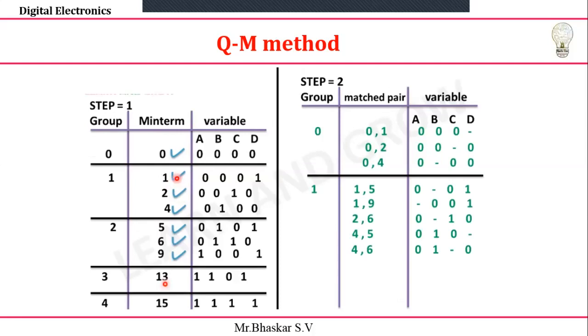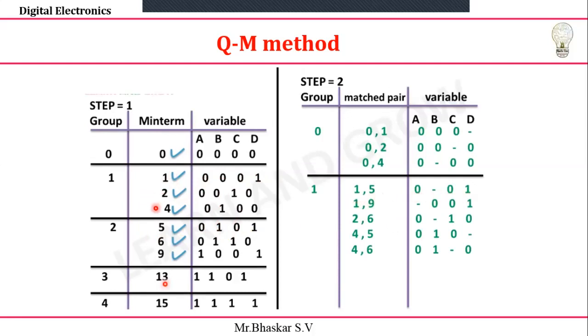Next, it is 1 comma 5. 1 with respect to 5 I'm doing. You can see that 0 0 and 0 1, this bit is changing. It will be the same thing only, right? That's why that particular bit I'm going to make a dash. 0 dash 0 1. You can see 1 comma 5 is 0 dash 0 1.